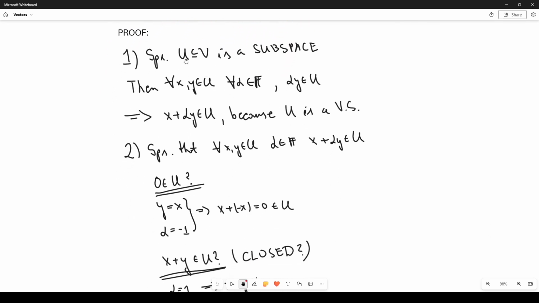To show equivalence, we have to prove two implications. First of all, let's suppose that U, a subset of V, is a subspace. Well, we take two vectors x and y from U, and we take a scalar alpha from F. Since U is a subspace, it is a vector space, that means that alpha times y does belong to U. And then when we add x and alpha y, since it's a vector space, the addition is closed. So this element belongs to U. So we've proven one implication.